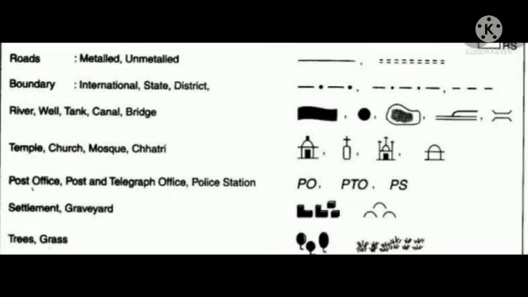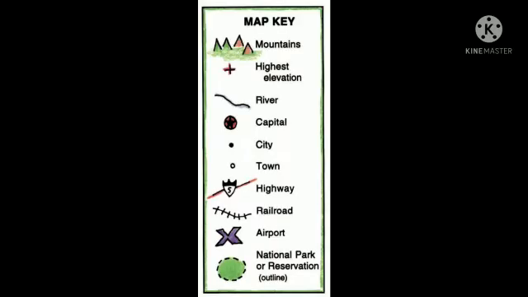As you can see the picture of symbols, this is called the key or legend of the map. To understand a map, it is important to understand the legends. Okay?